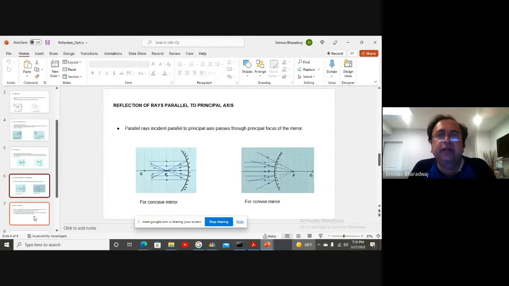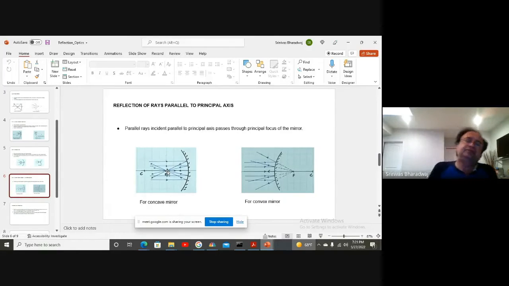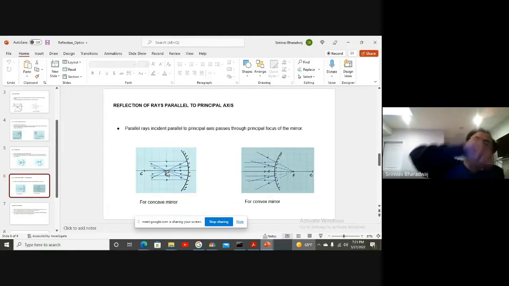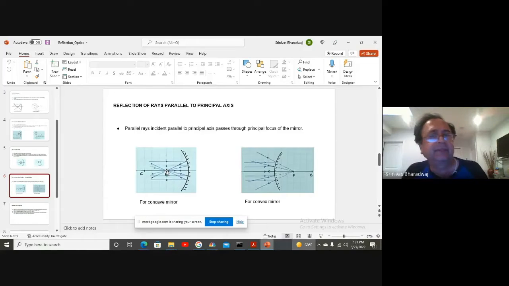So, reflection of rays parallel to the principal axis. Any ray that is parallel to the principal axis will go through the focus, the principal focus. The principal focus is half the distance from the center of curvature. You can easily understand this. Okay, so you draw a parallel line, this angle will equal this angle, right? Therefore, this length will equal half that length, and it will be true for every parallel ray. Okay, so all parallel rays will come and hit your center of focus.